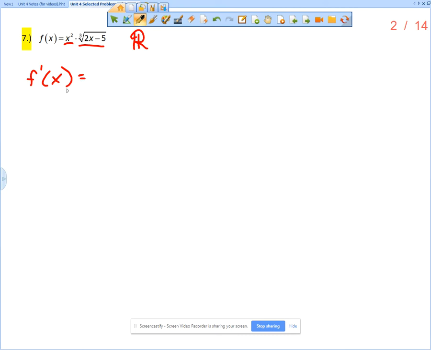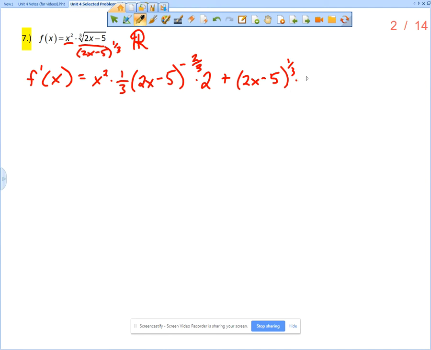All right, so f prime. I want to use the product rule. So x squared times the cube root of 2x minus 5. Remember, I'm going to rewrite that as 2x minus 5 to the 1/3 power. So the derivative of that would be 1/3 times 2x minus 5 to the negative 2/3 times the derivative of 2x minus 5, which is 2. And then, product rule, plus the 2x minus 5 to the 1/3 times the derivative of x squared, which is 2x.